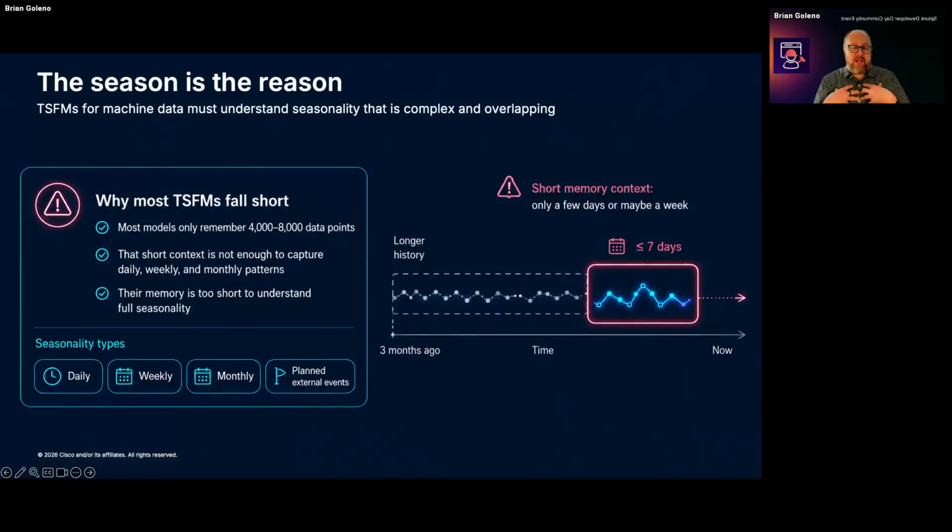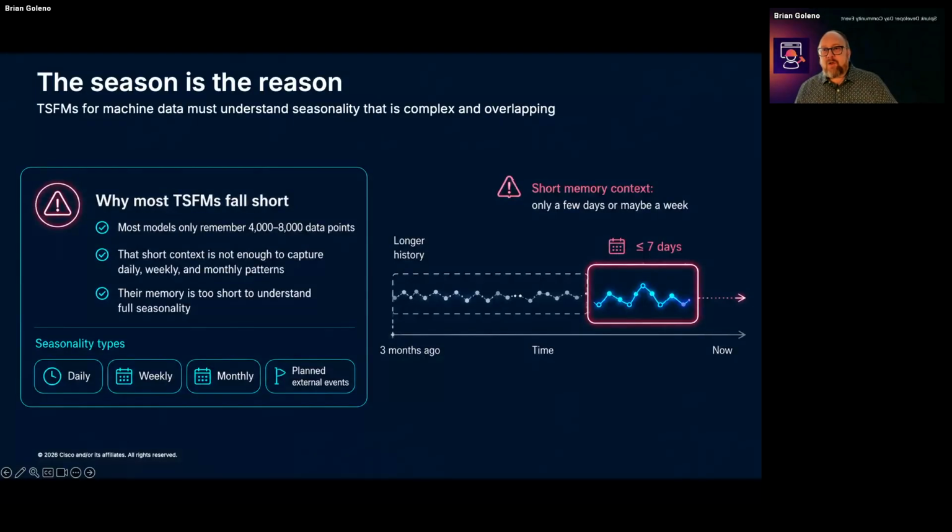Our time series foundation model, the Cisco time series model, is unique in the space in the sense that we can see up to 32,000 data points of the signal's history, right? Other time series models are around 4,000 to 8,000. Google's is around 16,000 data points. Now, what that means is that we can see 3 weeks, maybe 3 months of a signal's history to see the patterns that exist in the past.